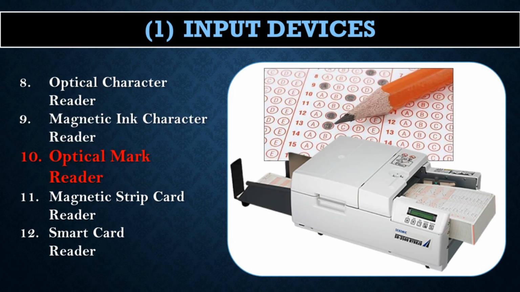Optical Mark Reader, OMR. OMR is the process of capturing human marked data from document forms, such as surveys and tests. They are used to read questionnaires, MCQs, papers in the form of lines or shaded areas.